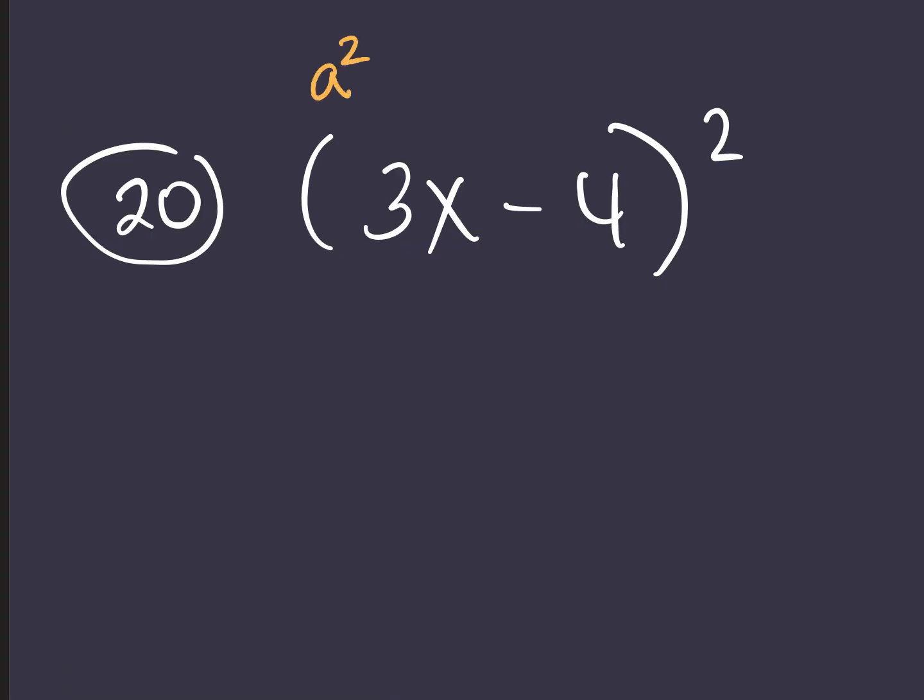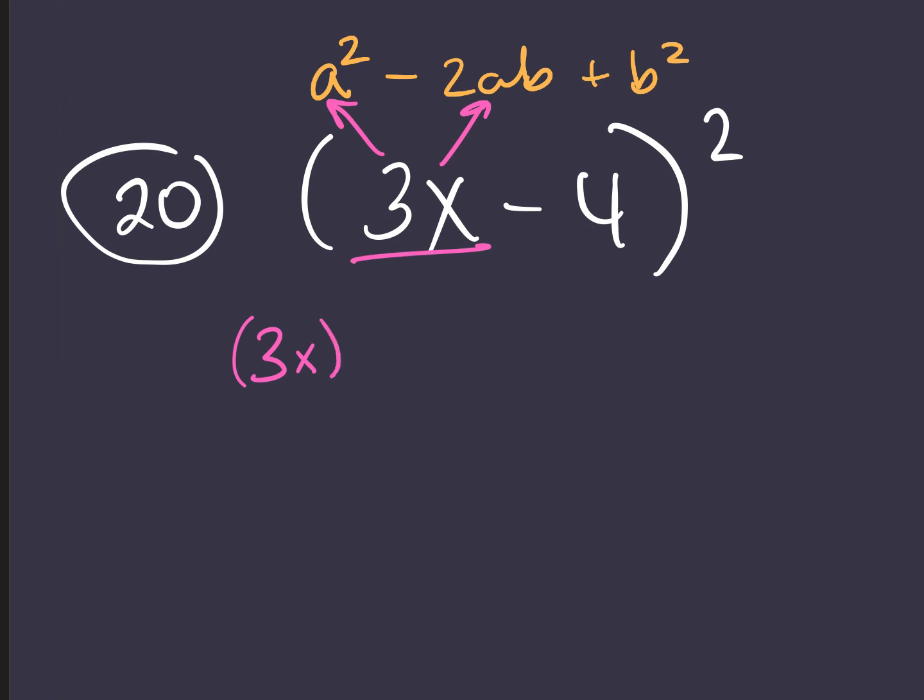So I'm going to use my formula, a squared minus 2ab plus b squared. What's my a? 3x, so that goes into the a spots. So 3x squared minus 2 times 3x. What's my b? 4, so that goes into the b spots. So times 4 plus 4 squared.